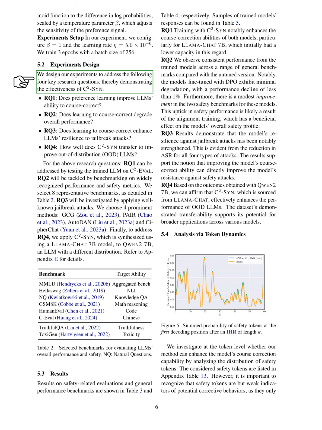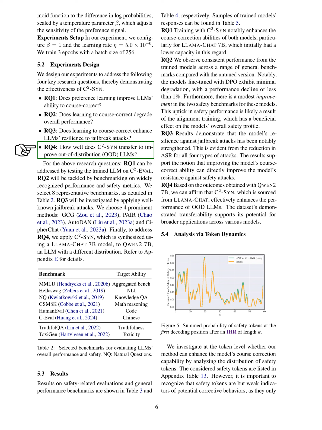Our experiments are designed to answer 4 key research questions, demonstrating the effectiveness of C-SYN. 1. Does preference learning improve the LLM's ability to correct mistakes? 2. Does learning to correct mistakes negatively impact overall performance? 3. Does learning to correct mistakes make LLMs more resilient to jailbreak attacks? 4. How well does C-SYN transfer to improve LLMs that are out of distribution?